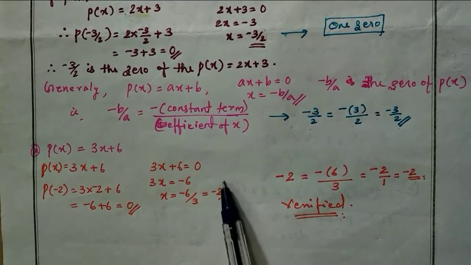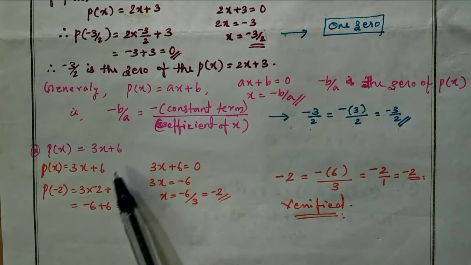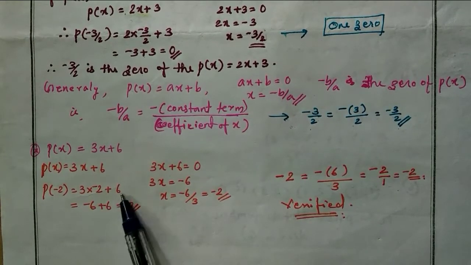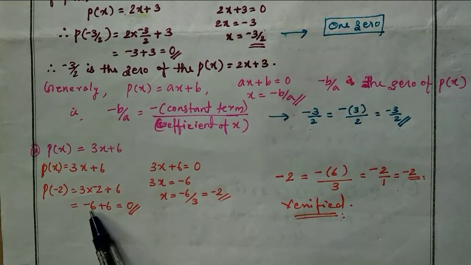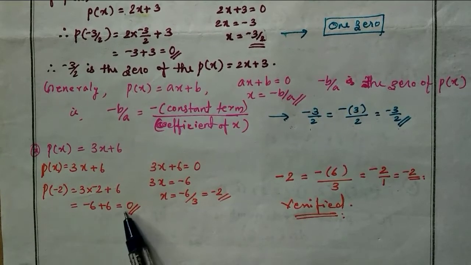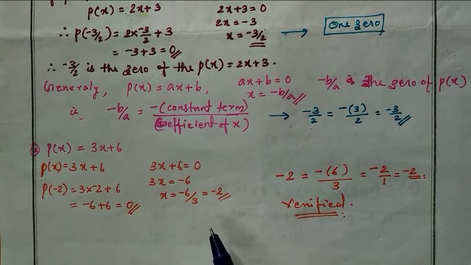So minus 2 is the zero of this polynomial 3x plus 6. Just to substitute here, what happened? 3 into minus 2 plus 6. That is 3 into minus 2, minus 6 plus 6, equal to 0. So the answer is correct. P of minus 2 equal to 0. Therefore minus 2 is the zero of this polynomial.